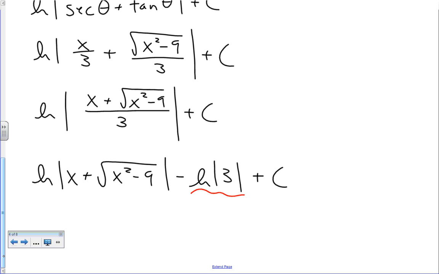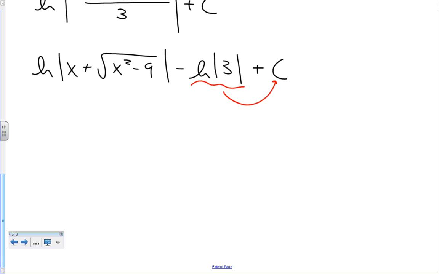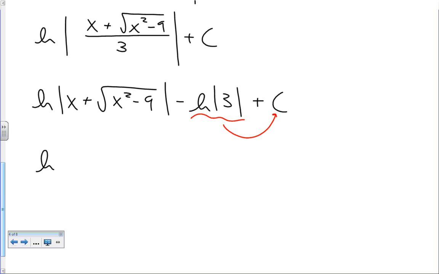It's a constant. So what I could do is combine it with this constant. In fact, I'll combine it and give it a new name. So I could rewrite this as the natural log of the absolute value of x plus the square root of x squared minus 9, and then plus c1.